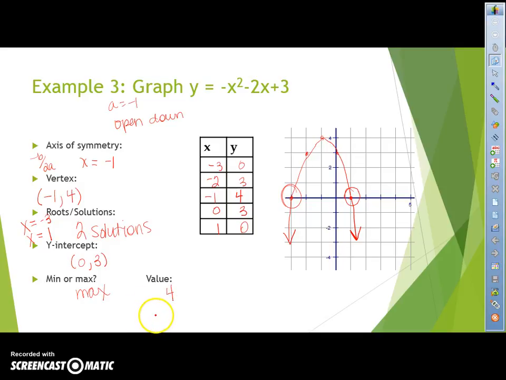What I would like for you all to do right now is go ahead and work example 4 on your own, and then we'll go back and check that one before you have some time to practice.